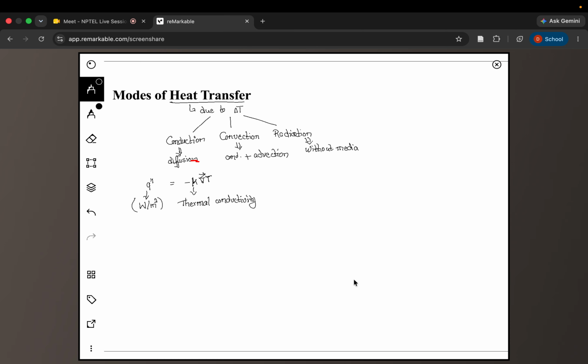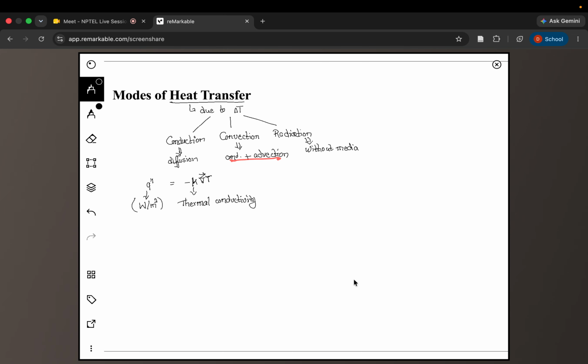Conduction is purely a diffusion process, so there wouldn't be any direction as such. What I mean is it is happening only because of the temperature gradient, and it doesn't depend on the actual temperature values. The thermal conductivity itself could be a function of temperature, but not the net heat flux. And then comes convection, which consists of both conduction as well as advection.